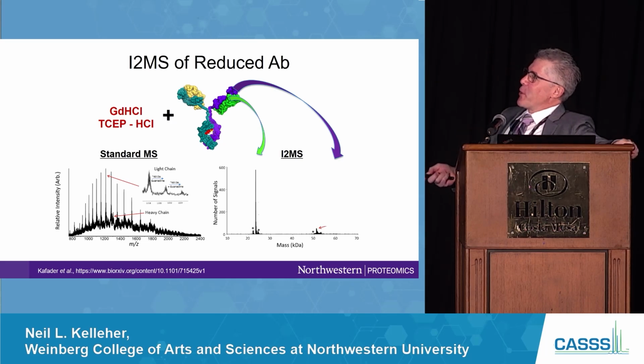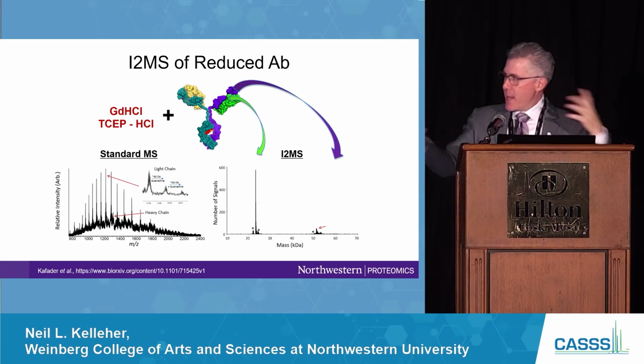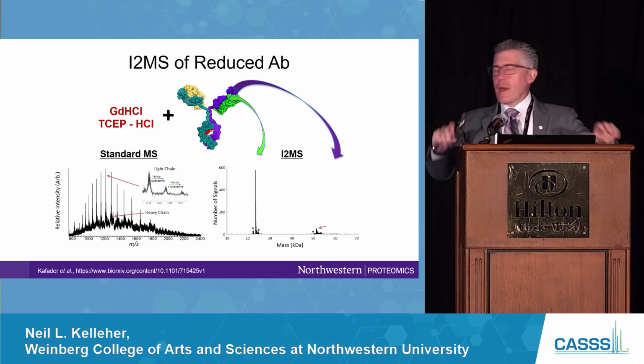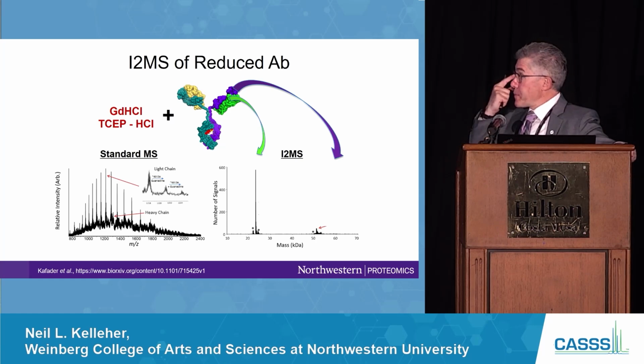So for those who do intact or middle-down, there's your light and heavy chain. It's a very honest spectrum. Any old day, there are some adducts on this, some guanine adducts and things, and I'm not overselling this. So that's tough to deal with, right? And it affects sensitivity, sequence coverage, etc.